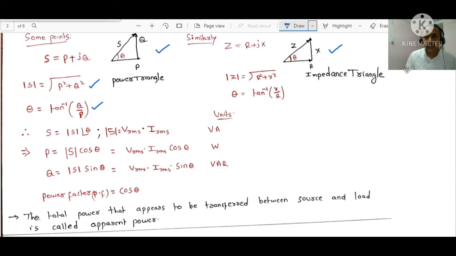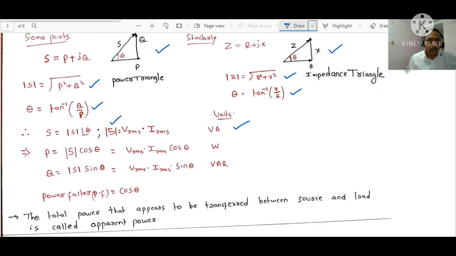Similarly for impedance, this is the resistance R and this is the reactance X. What about mod Z? Root over R square plus X square. What about theta? Tan inverse of X by R. Now let me see the units. S equal to mod S at an angle theta. This is complex power in polar representation. This is apparent power, mod S. Mod S equal to Vrms into Irms. The units are volt ampere.